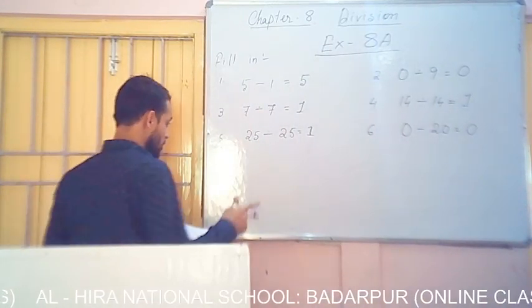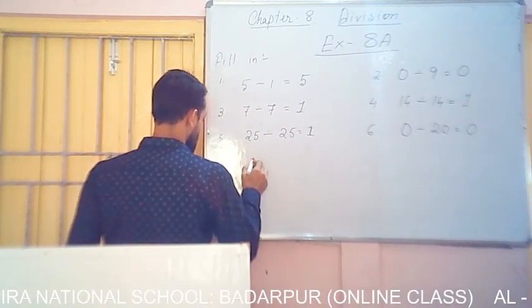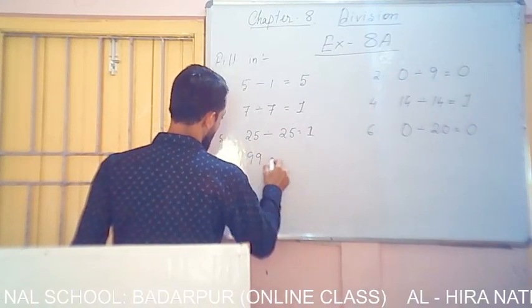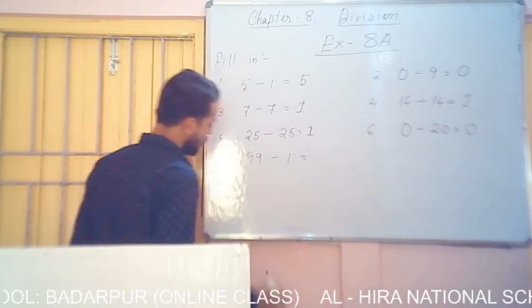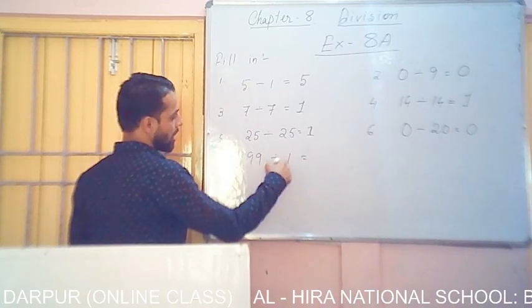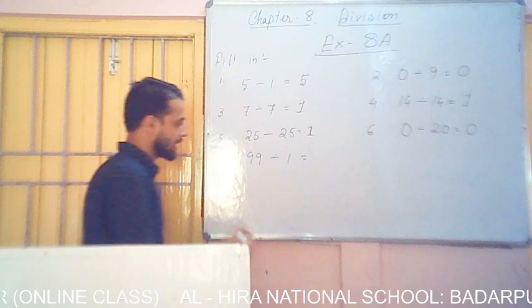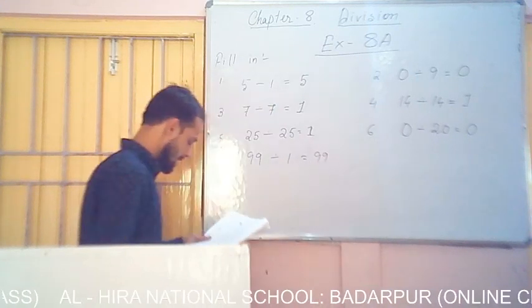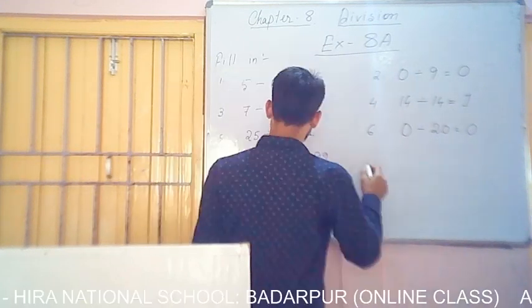Now question number 7, that is 99 divided by 1. If we divide 99 by 1, we'll get what? We'll get 99.